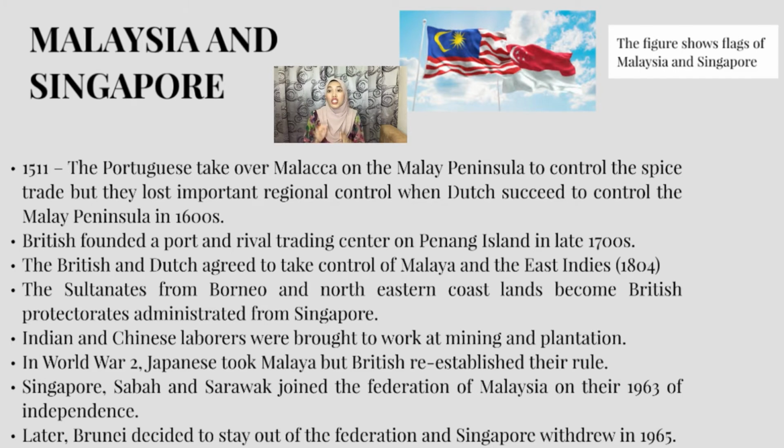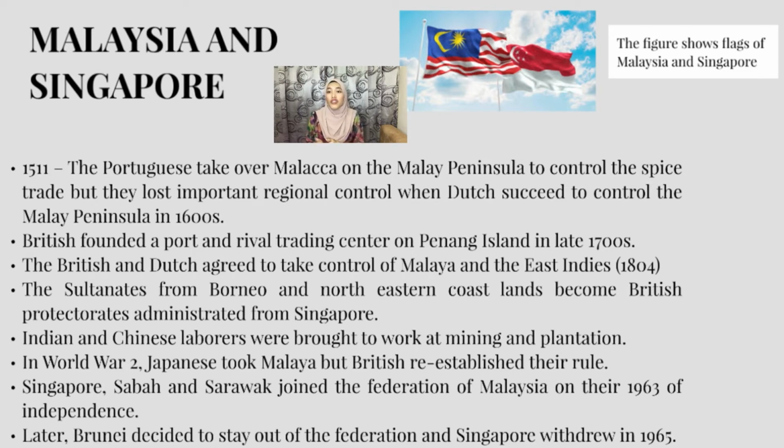Brunei decided to stay out of that federation because Sultan Omar Ali Saifuddin III refused to join Malaysia as he could not accept Malaysian terms, for example, the control of Brunei's revenue and the Sultan's contribution to the federation government.